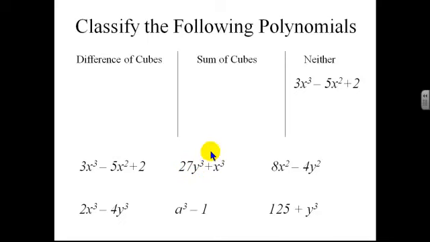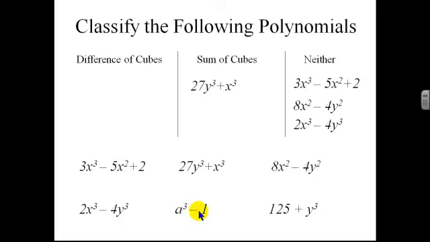This one goes in sum of cubes. We have this plus, and these are both perfect cubes. What about this one? 8 is a perfect cube, but x squared, right there, that tells me it's a neither. I see this square right here, so it doesn't work. Down here, I got the x cubed and the y cubed and a difference. However, wait a minute, 2 is not a perfect cube. That's neither. Neither is 4.